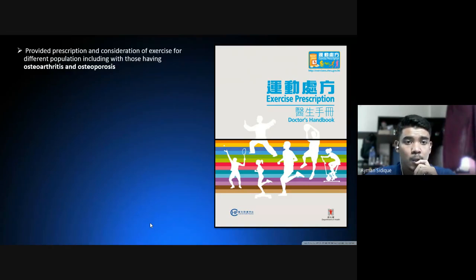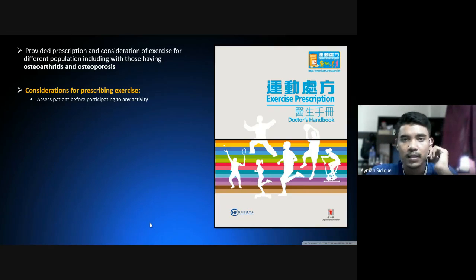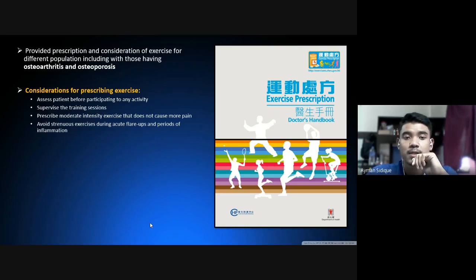Next, the Health Ministry of Hong Kong has come out with an exercise prescription doctor's handbook, where they provided prescription and consideration of exercise for different populations, including those having osteoarthritis and osteoporosis. Some of the considerations outlined by them are as follows. Again, assess the patient before participating in any activity. The training should be supervised by health professionals. Moderate intensity should be prescribed that does not cause more pain to this population. Strenuous exercise should be avoided during acute flare-ups and periods of inflammation.